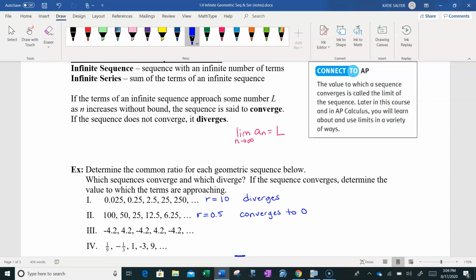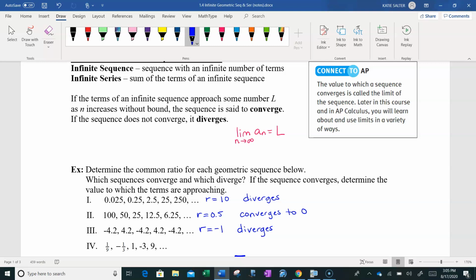All right, looking at the next one, these are just alternating the same numbers. So the common ratio in this case is -1. We can't say it converges because it's not closing in on one specific number. So remember, if it doesn't converge, it diverges. Sometimes students get confused and think it only diverges if it goes off to infinity or negative infinity, but that's not the case. It diverges if it does not converge.